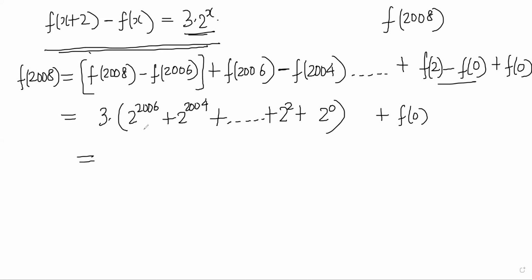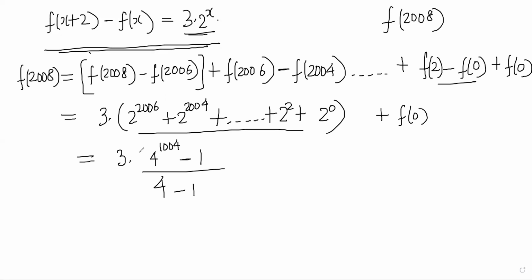Okay, so this is a straightforward GP. It has 1004 terms. So this becomes 3 into 4 to the power 1004 minus 1 by 4 minus 1, right? Correct. The common ratio is 2 square or 4. 4 is the common ratio. And first term is, you can say, 1, right? First term is 1. So this is the sum of the GP plus f of 0, right?